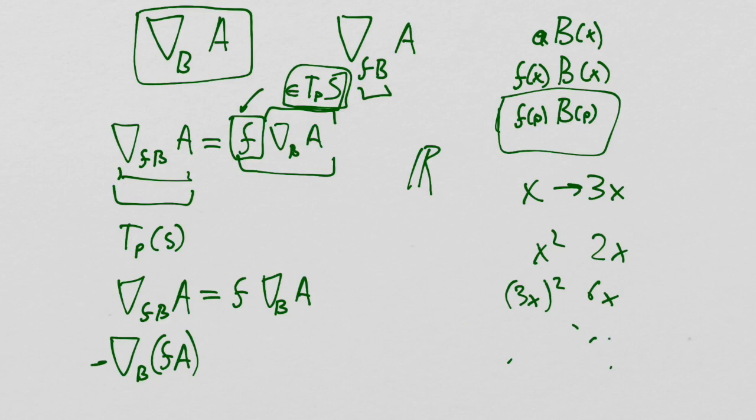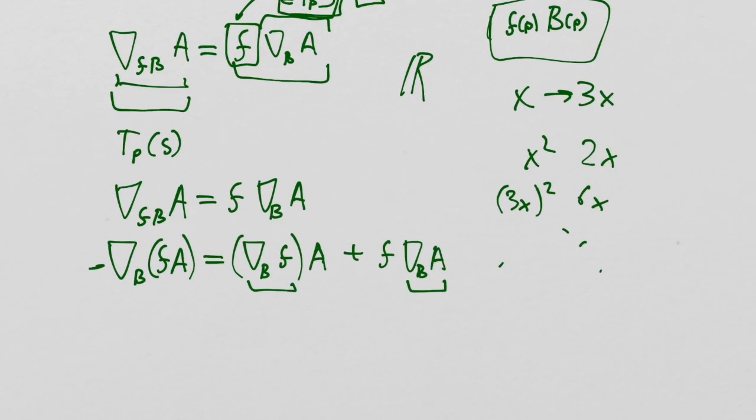Let me erase this so I have some room. And so this has got to be the directional derivative in the direction B of, let's see, how do I want to write this, of F times the derivative of A plus F times this. So this would be the Leibnizian rule, where I'm taking the derivative of the first factor and multiplying by the second factor, and then taking the derivative of the second factor and multiplying by the first factor.